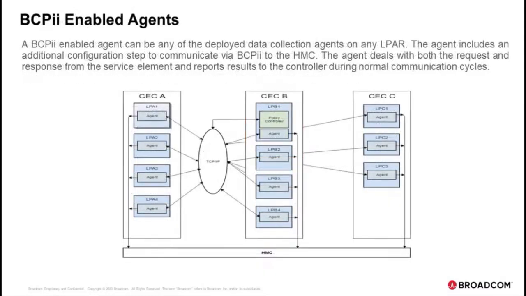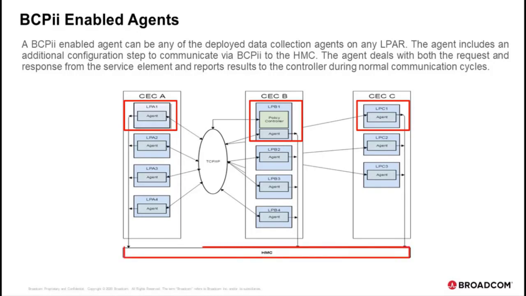A BCPii-enabled agent can be any of the deployed data collection agents on any LPAR. The agent includes an additional configuration step to communicate via BCPii to the HMC. The agent deals with both the request and the response from the service element and reports results to the controller during normal communication cycles.